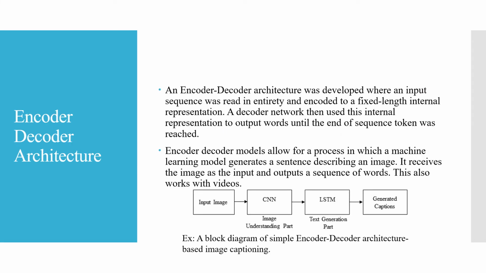Architecture. An encoder-decoder architecture was developed where an input sequence was read in entirely and encoded to a fixed-length internal representation. A decoder network then used this internal representation to output words until the end of sequence token was reached. The encoder-decoder model allows for a process in which the machine learning model generates a sentence describing an image. It receives the image, and the input and output sequences of words. This also works with videos, as shown in the figure. A block diagram of a simple encoder and decoder architecture-based image captioning.